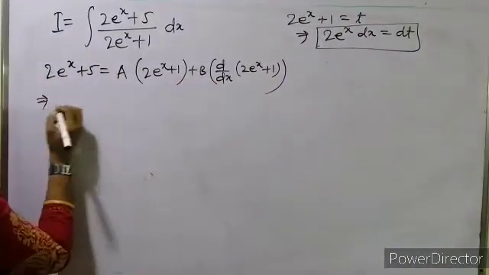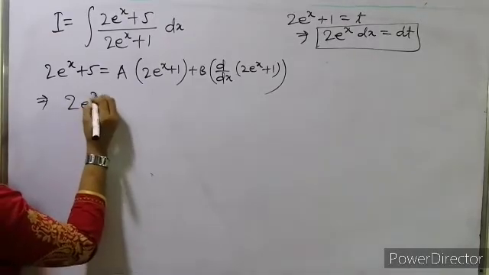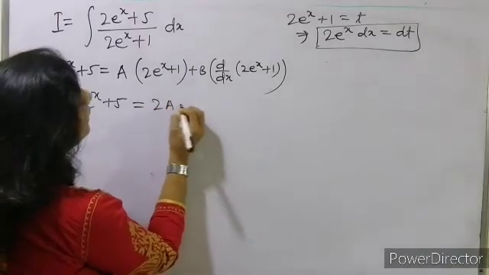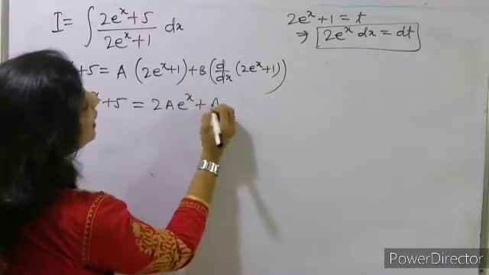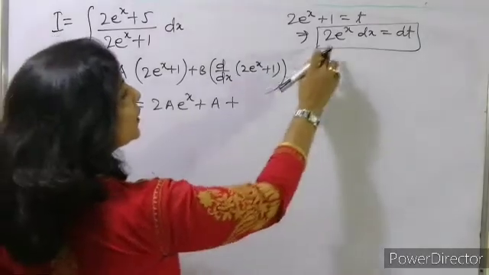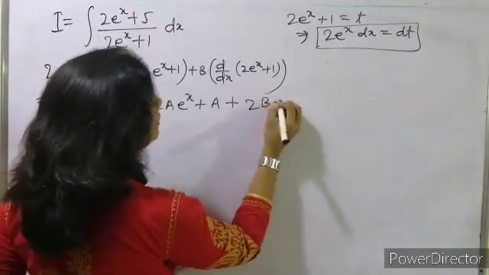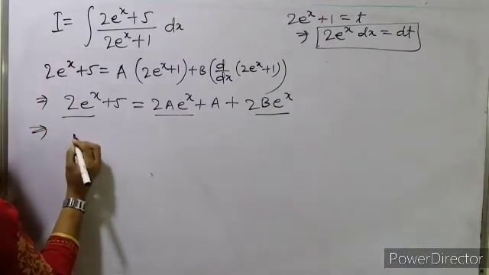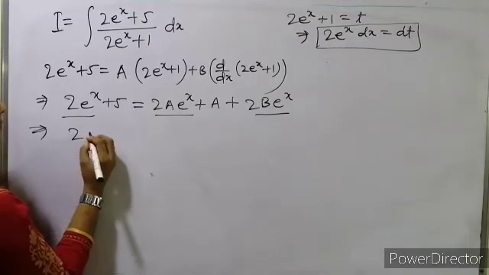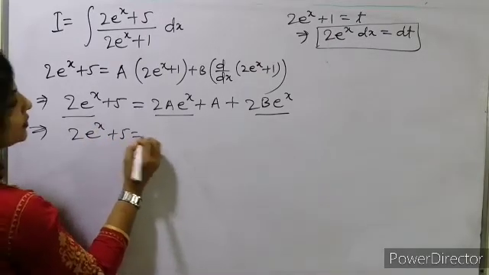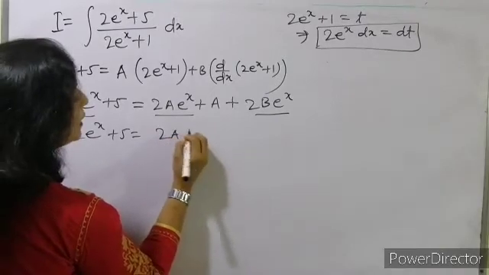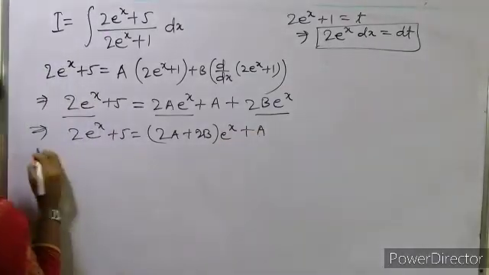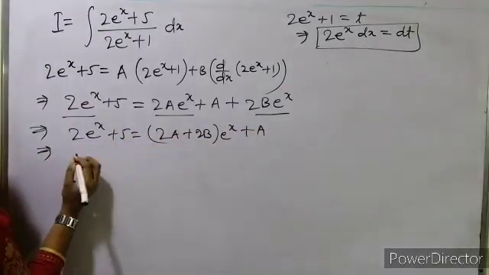Okay. So 2e to the power x plus 5 should be equal to 2a e to the power x plus a plus इसका वैल्यू क्या होगा? 2e to the power x. So 2b e to the power x. This and this, okay, equal. So 2e to the power x plus 5 should be equal to (2a plus 2b) e to the power x plus a. Now it means a का वैल्यू is 5, clearly दिख रहा है.